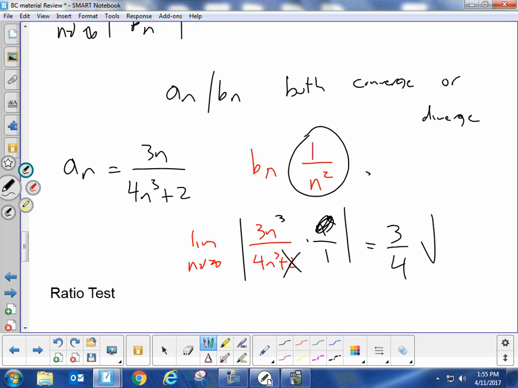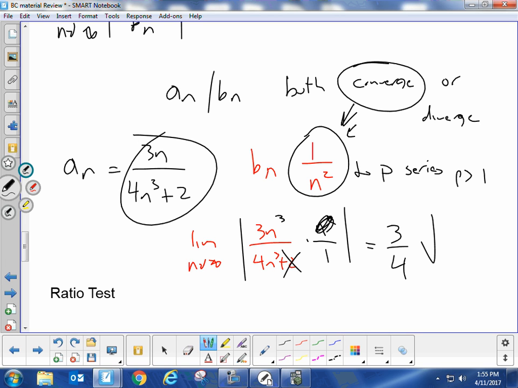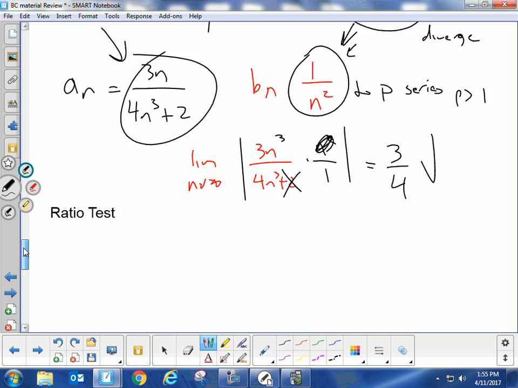So now, either both of these converge or both of these diverge. Well, we should know that this is a p series with p greater than 1. Since p is greater than 1, this converges. Since this converges, this is also going to converge. So this is how we use the limit comparison test. This is the easiest one for crazy ones that you don't necessarily know.